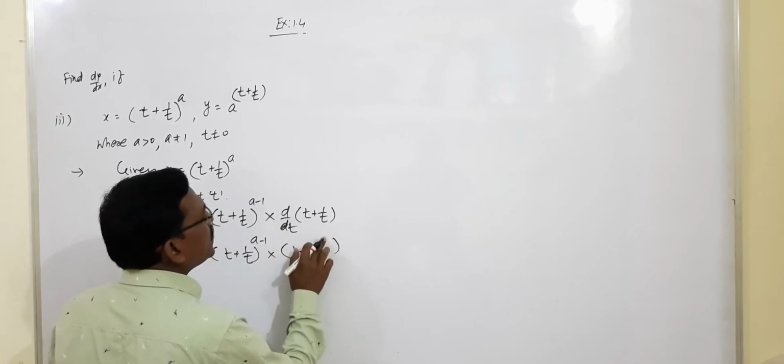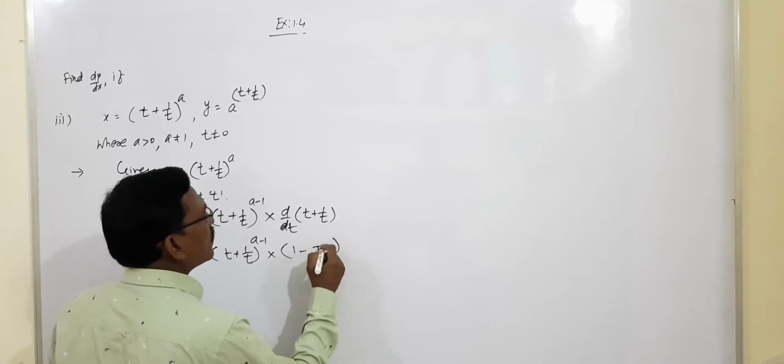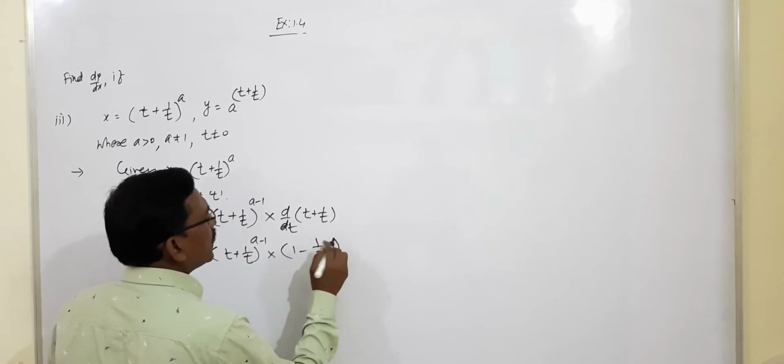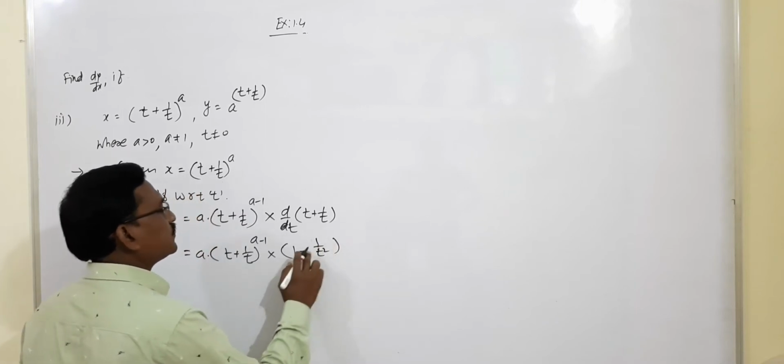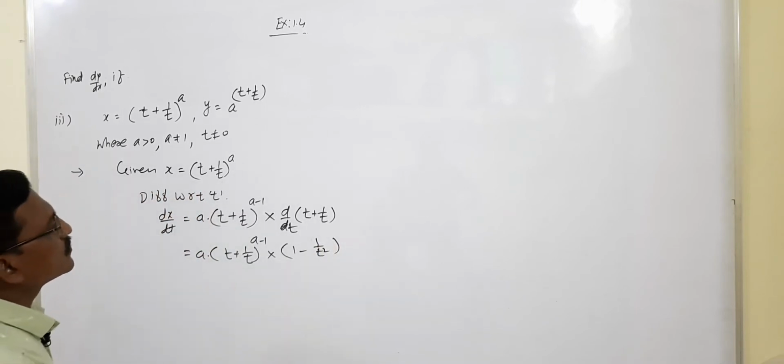Derivative of 1 by t is minus 1 by t square, derivative of 1 by t.